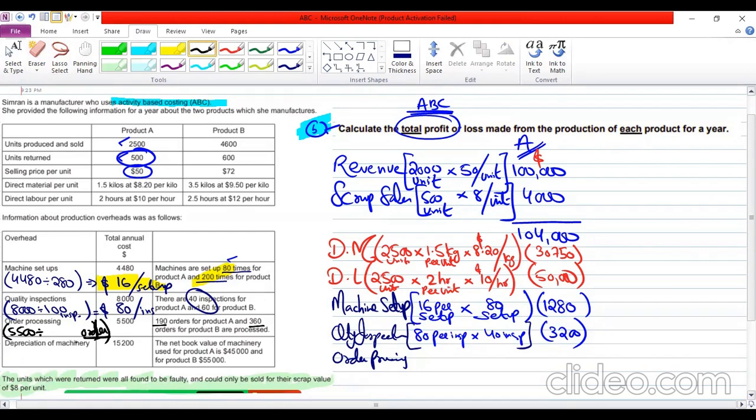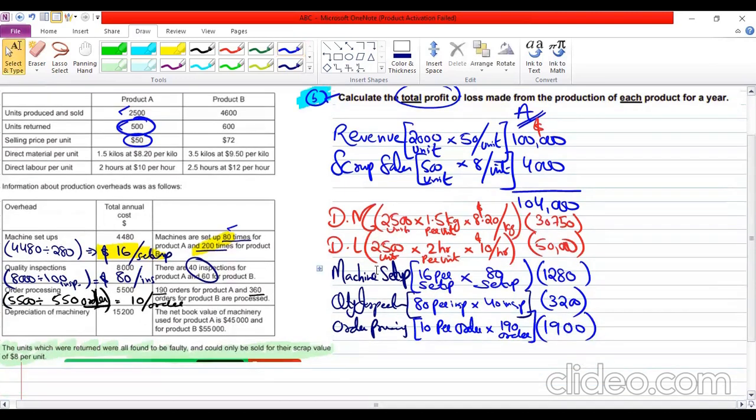So my overhead is how much per order? 10. 10 is my rate, 10 per order. How many total orders did we make for A? 190 orders, which is 1,900. Till here, any problems? No, sir.